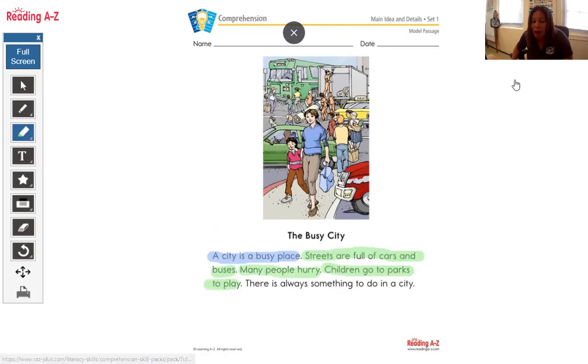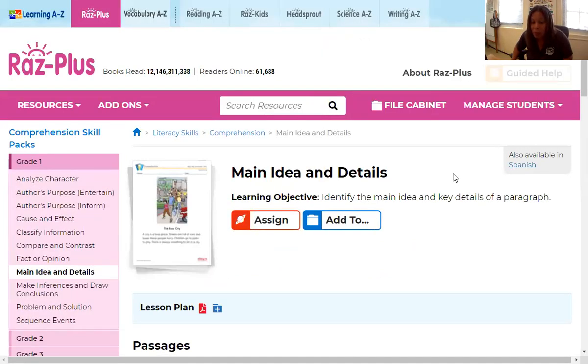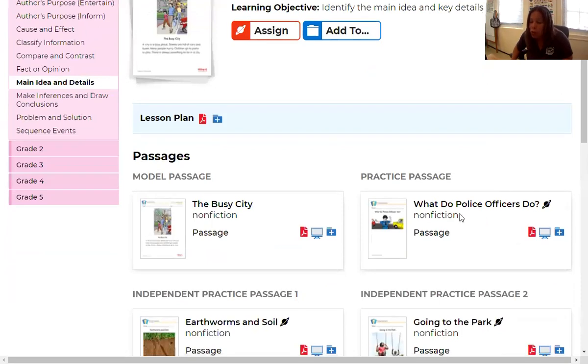Okay, so now you're going to do some practice with me. So we're going to read the story, What Do Police Officers Do Together? But you're going to be identifying the main idea and supporting details. So back to your notebook.